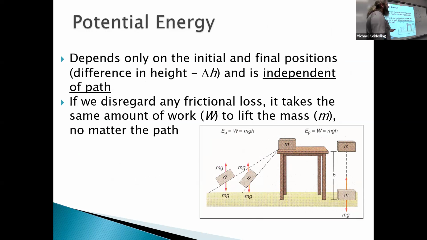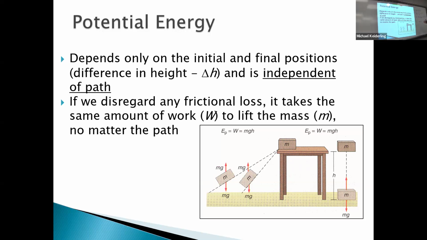Now, the nice thing about potential energy is that it doesn't care about the path you take. It only depends on the initial and final positions. It is independent of path. It turns out that for a force to have a potential energy, it has to be independent of path. Those two facts are actually tied together.